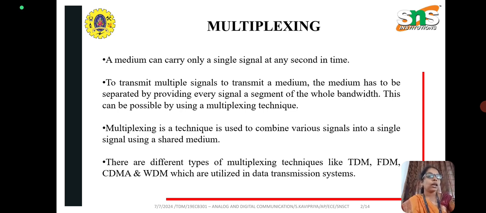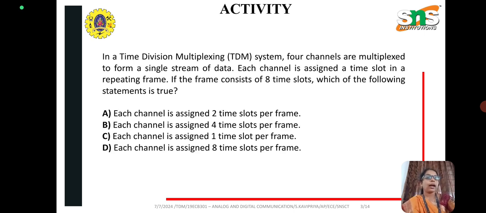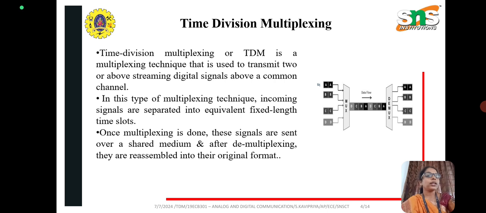Multiplexing is a technique which is used to combine various signals into a single signal using a shared medium. There are different types of multiplexing techniques like TDM, FDM, CDMA, WDM, which are utilized in data transmission systems. We are going to see what is this TDM, time division multiplexing.